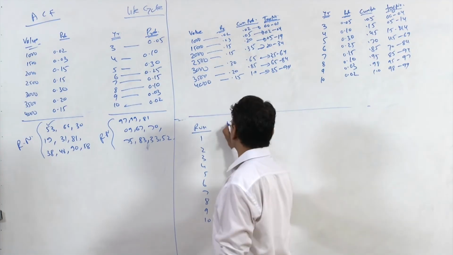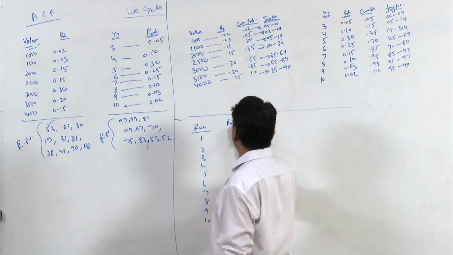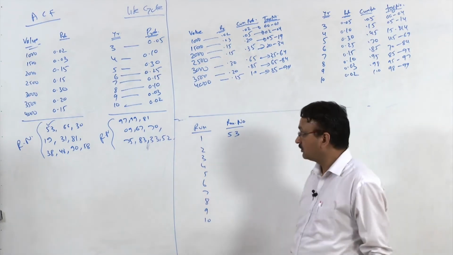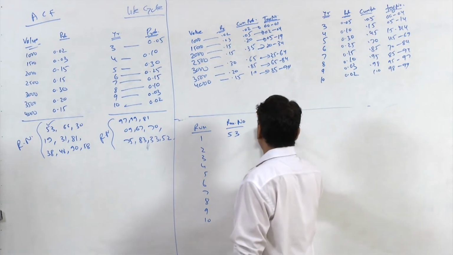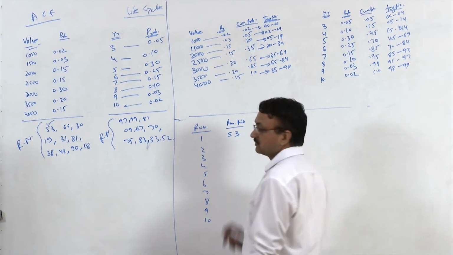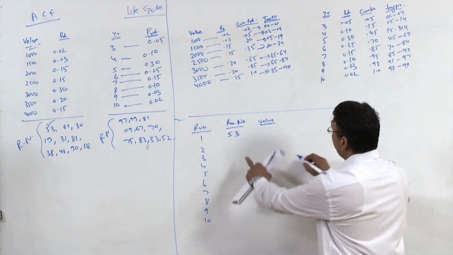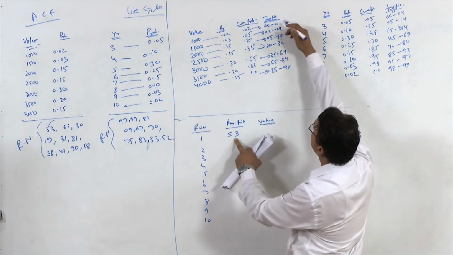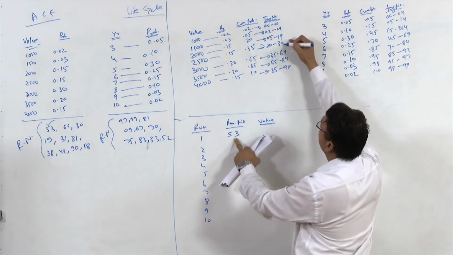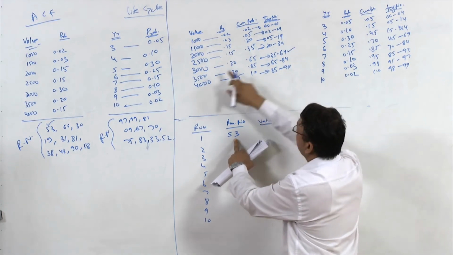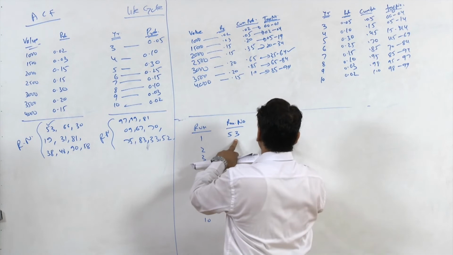53. So the random number is 53. Now what would be the value of cash flow for the random number 53? Just look at where 53 is in this particular tag number column. So 53 is here, which means this value would be 3000.